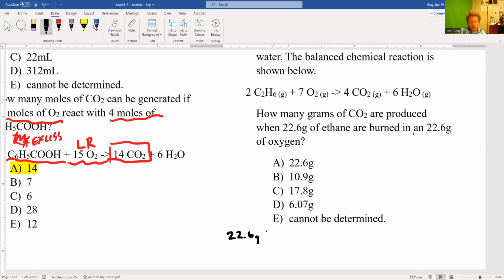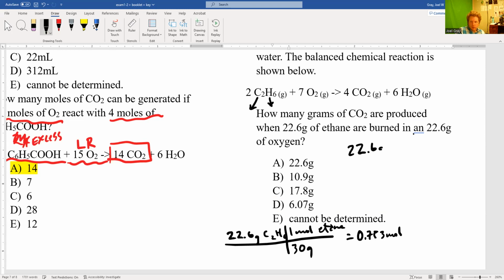So 22.6 grams of C2H6. 1 mole of ethane is roughly 30 grams. I know that because each carbon is 12 and there are 6 hydrogens, each one is 1. So 12 times 2 plus 6 is 30. So 22.6 divided by 30 is 0.753 moles.